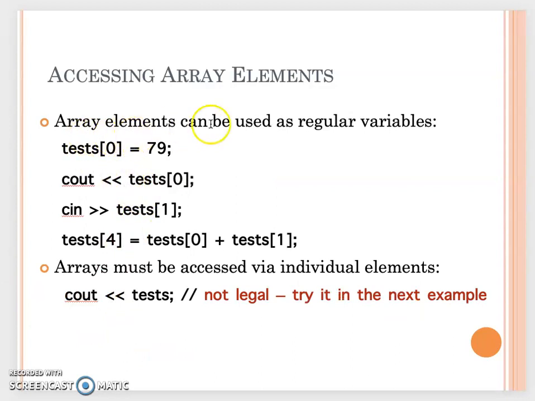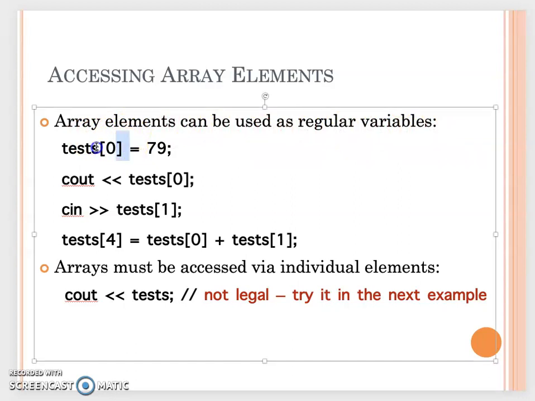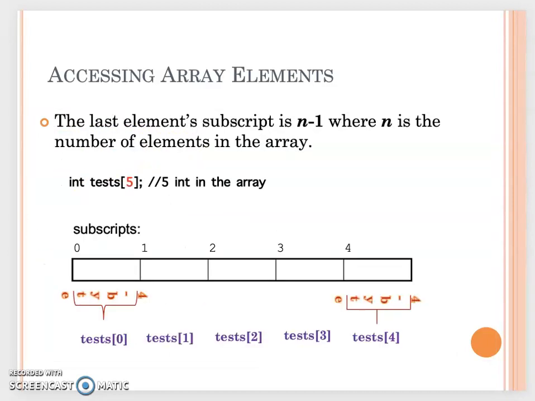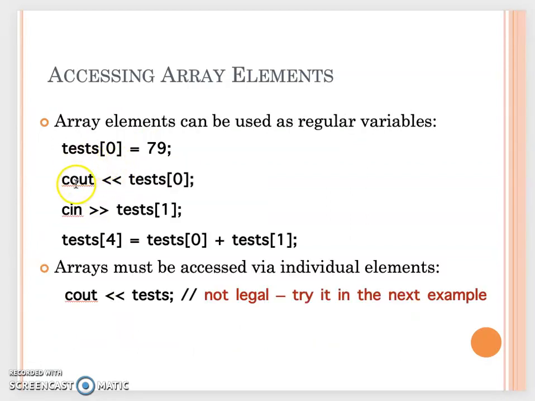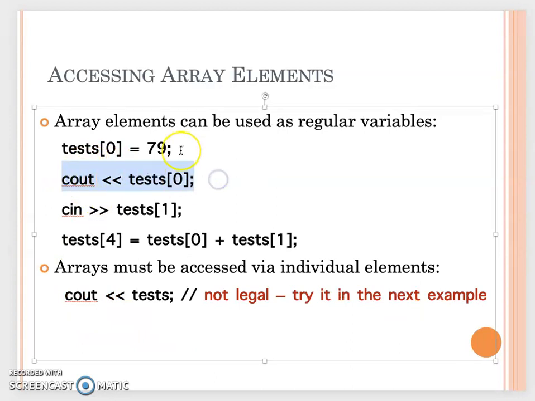On the other hand, you see the example: your array element can be used as a regular variable. So if I want to assign the first value as 79, I just use test[0] equal to 79. After I assign it, it will equal 79. Afterward, I can either cout to display the 79, or of course I can cin to get the user input and assign it to the next variable.